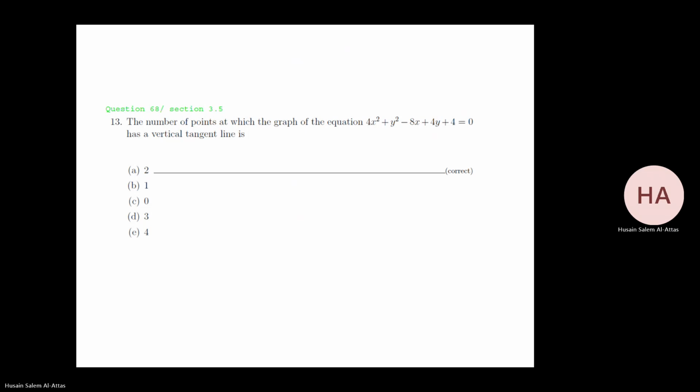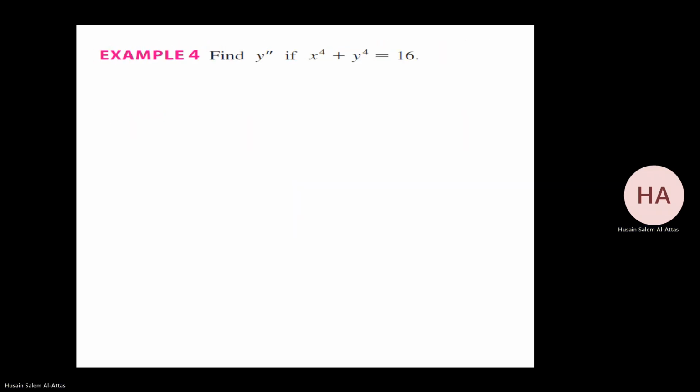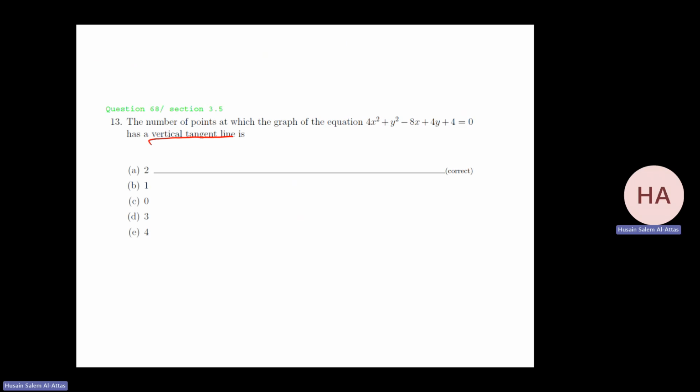Okay. The number of points at which the graph of the equation has what? A vertical tangent line. By the way, this is a question from the book. Let us see what will happen.